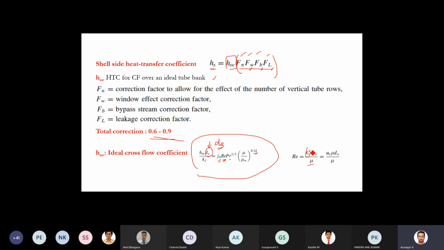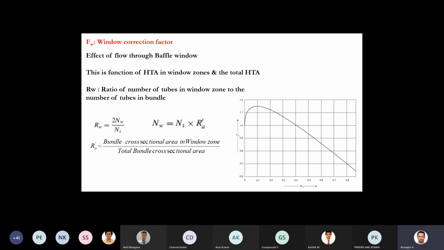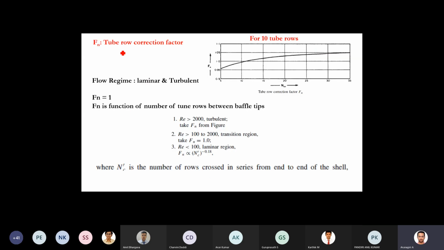Us into rho. Okay, so how to calculate this JH? You can refer to this chart, Reynolds number versus heat transfer factor. Once you know the Reynolds number, you can calculate this JH. Once you know the JH, you can calculate the value of this Nusselt number at ideal cross flow condition. Okay. So this is the value of HOC that you can calculate. Then it has to be corrected.